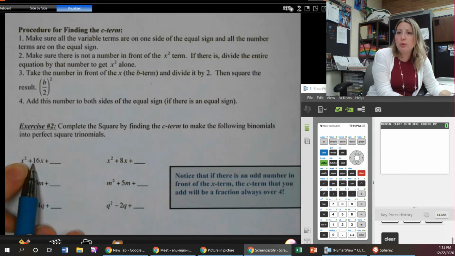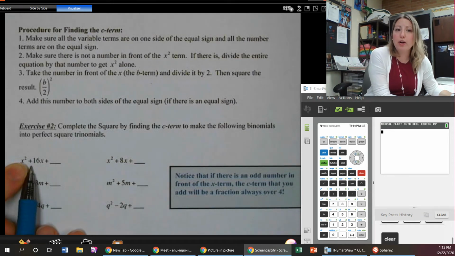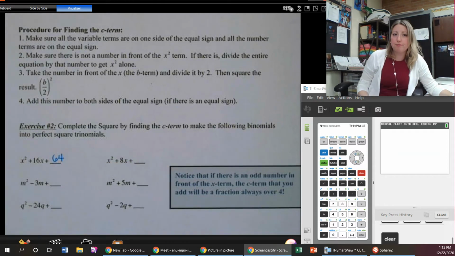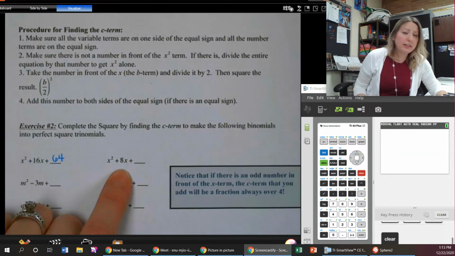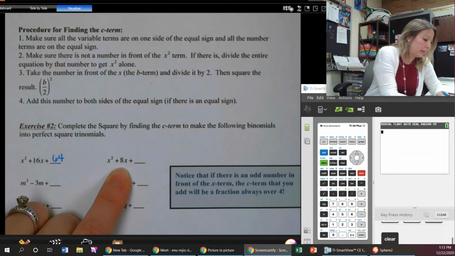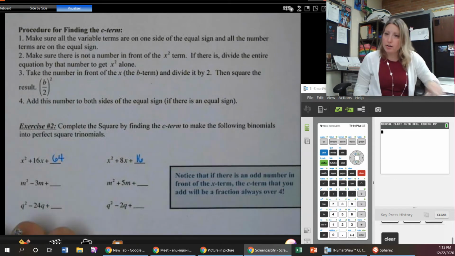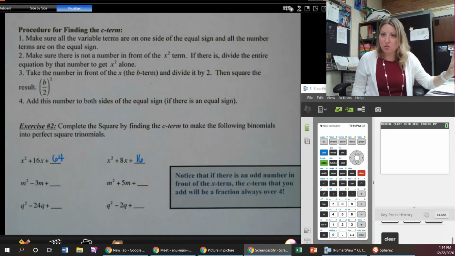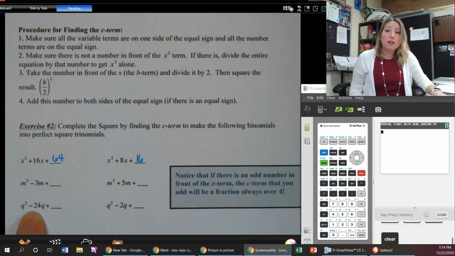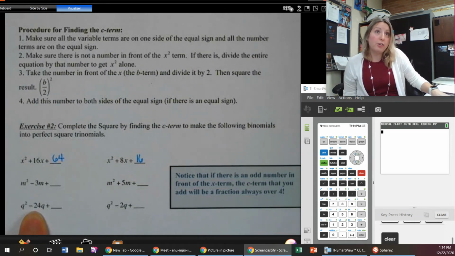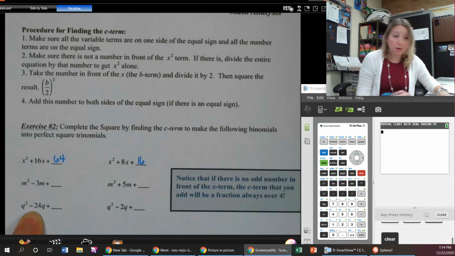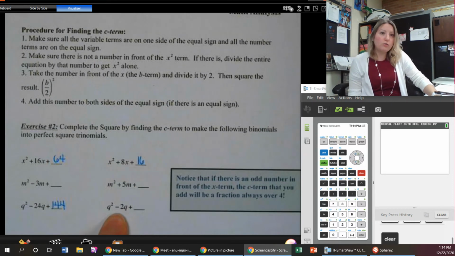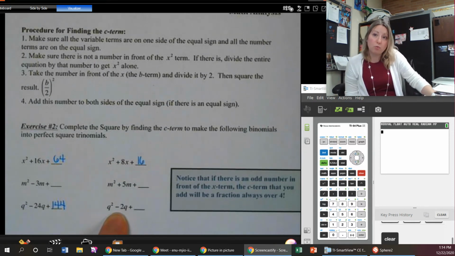16 divided by 2 is 8. 8 squared is 64. Done. 8 divided by 2 is 4. 4 squared is 16. Done. I'm going to skip the odds. I'm going to go down to the evens. Negative 24 divided by 2 is negative 12. Negative 12 squared is 144. Done. Negative 2 divided by 2 is negative 1. Negative 1 squared is 1.